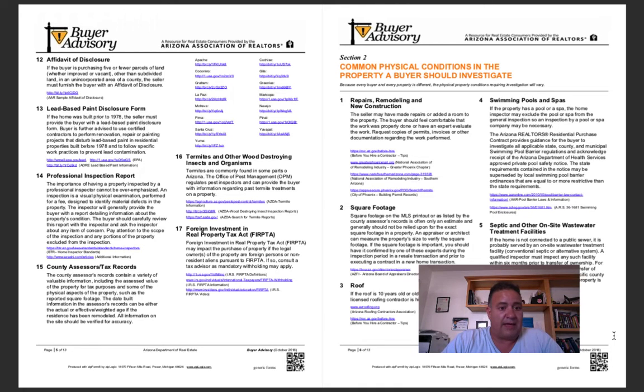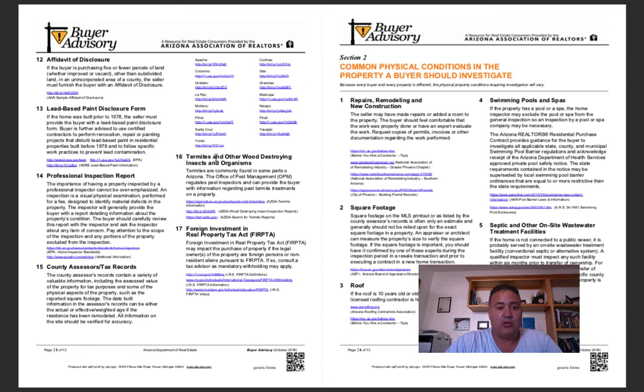Moving forward on the buyer advisory, the lead-based paint form is really for homes that were built prior to 1978. Then there's the professional inspection report, and the importance of getting a home inspection. You're going to spend $200,000, $300,000, $500,000, $600,000. It makes a lot of sense to go into it knowing what issues there might be with the house, and to give us a chance to have the seller repair them before going and making that home your own.